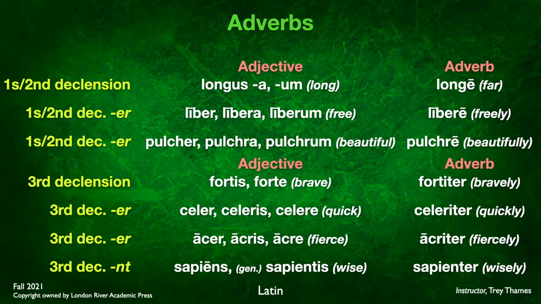This means wise. So because it ends in nt instead of er, we're going to add ter. So we end up with sapienter, meaning wisely. So that's how you form the adverbs. It's pretty simple. Take the first or second declension base and add a long E, or if it's a third declension, we're going to add an iter, or if the stem ends in an nt, we add ter.